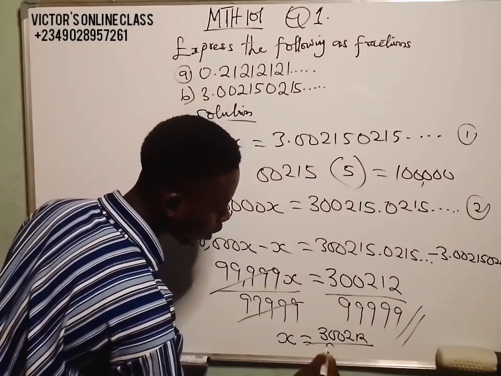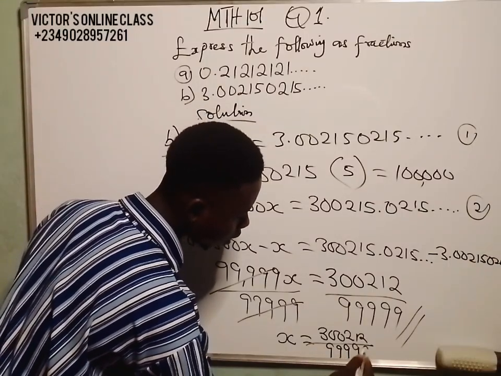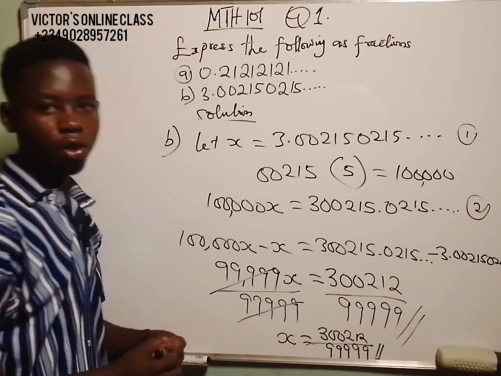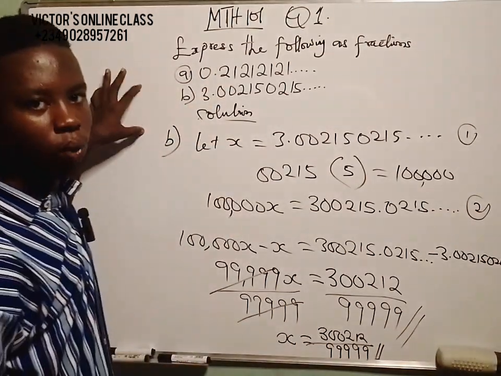212 all over 99999. This is the value of your x for number 1 question.